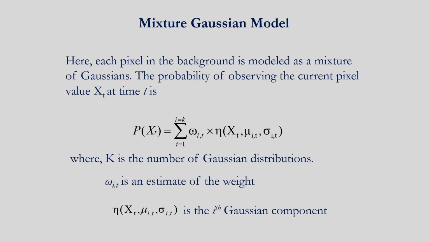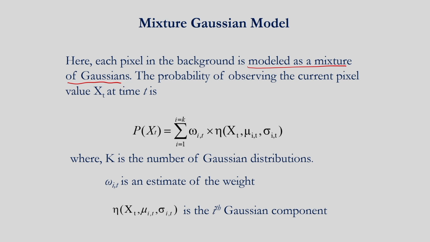The next one is the mixture of Gaussian model. So what is the concept of this? Each pixel in the background is modeled as a mixture of Gaussians. A single Gaussian model may not be appropriate in many cases. Suppose the background is moving or the illumination is changing, then in this case the single Gaussian model may not be appropriate.